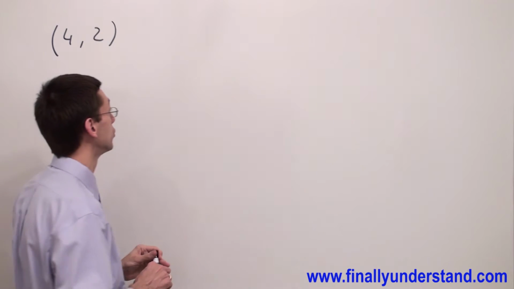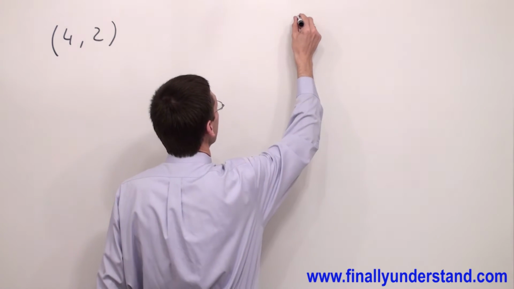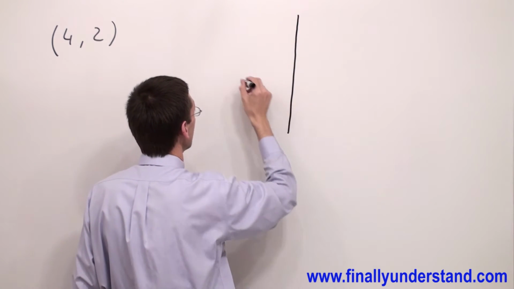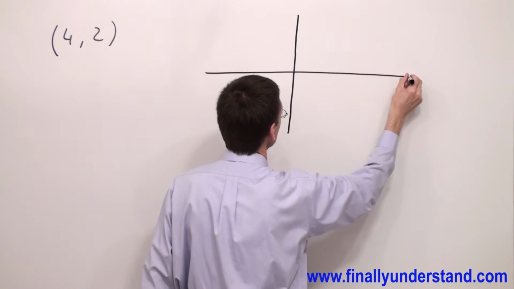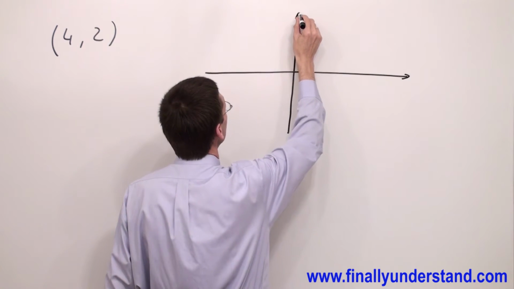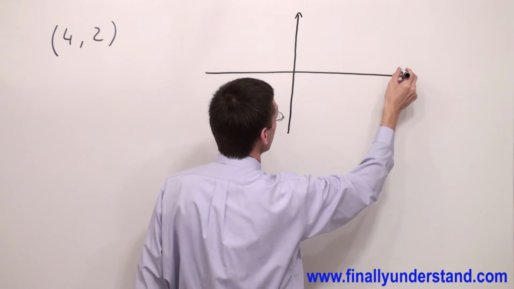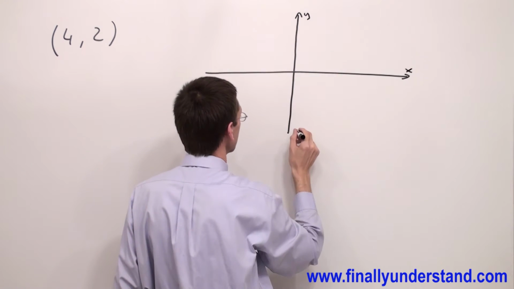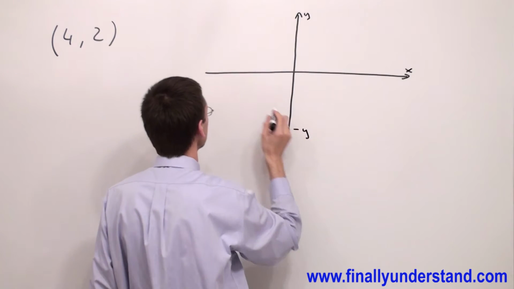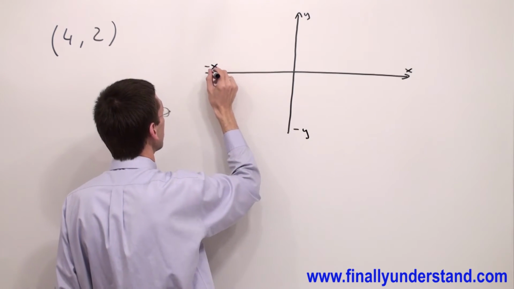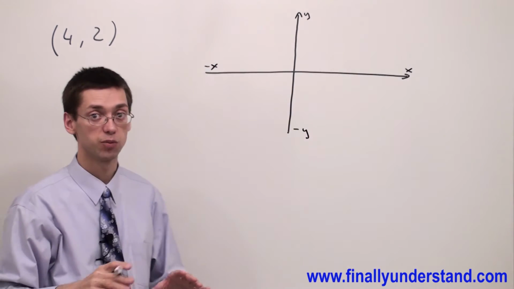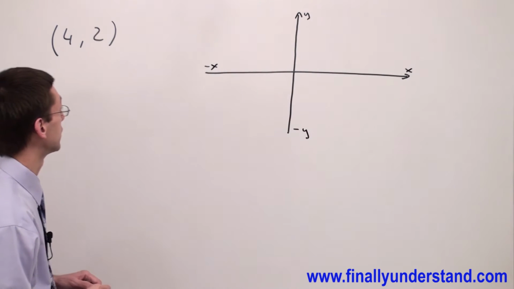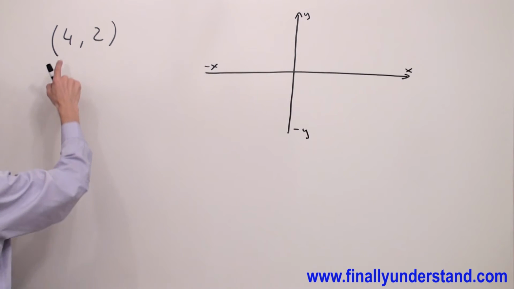So let's draw this first, okay? We have simply the XY plane, which is also called the complex plane, and this is the x-axis, this is the y-axis, this is negative y, and this is negative x. Right now we are talking about simply the XY plane, and let's find this point.